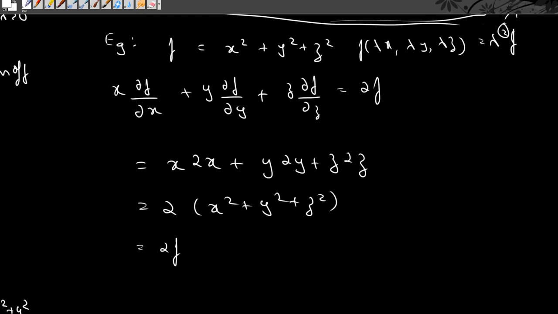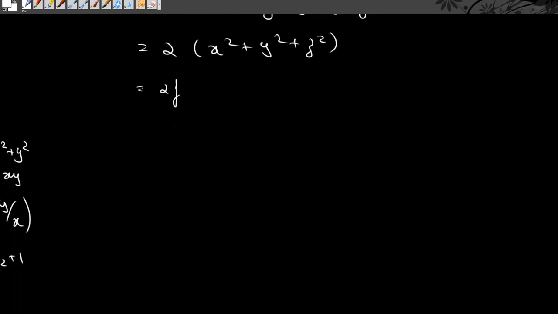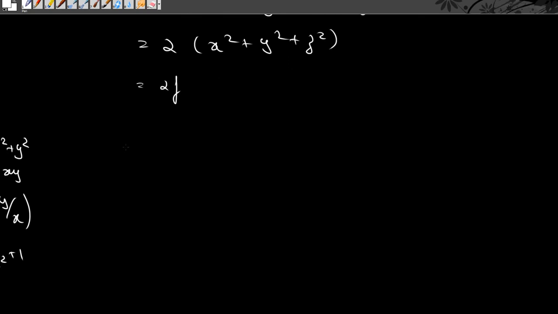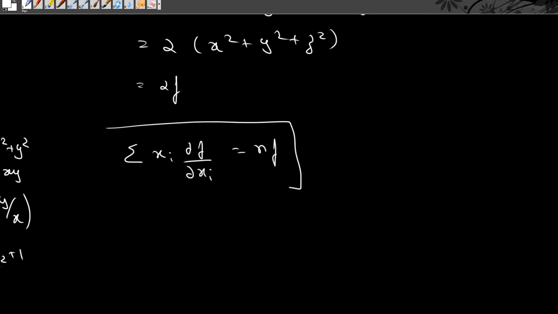Alright. So in short, we have proved it for the special case of two variables, but in general what Euler's theorem says is that summation xi dou f by dou xi is equal to n times f if the function f is homogeneous of degree n. Okay, so that's the Euler's theorem.